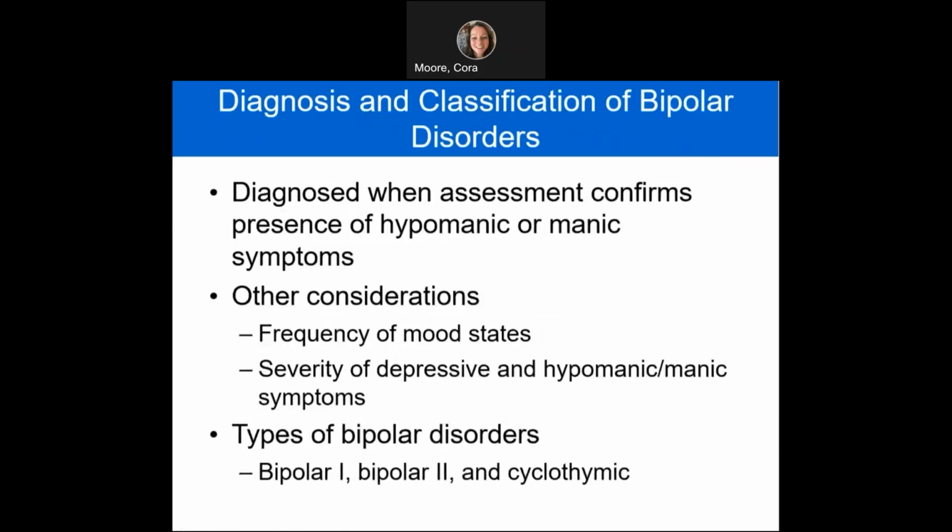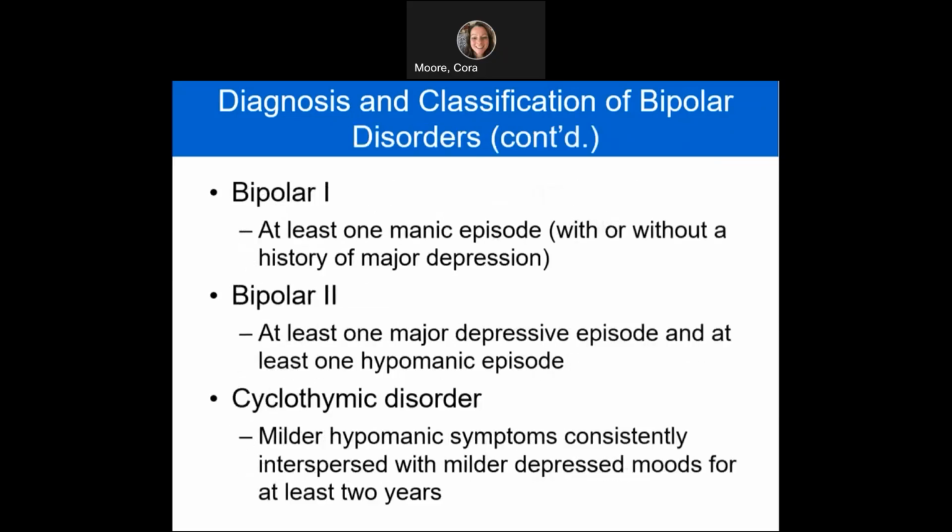All right, and so bipolar, when it comes to diagnosis, is when the assessment confirms that there is that hypomania or mania. So someone comes in, you see these depression symptoms, and then they have the hypomania or the mania. And then you also want to take into consideration the frequency of the mood states, and of course the severity and chronicness of those symptoms are going to play a factor too. Just like with the other mental disorders, we break bipolar down into three main disorders: bipolar 1, bipolar 2, and cyclothymic. With bipolar 1, you can either have or not have a history of depression, but you do have those manic episodes, which would be the hypomania or the mania, worst case.